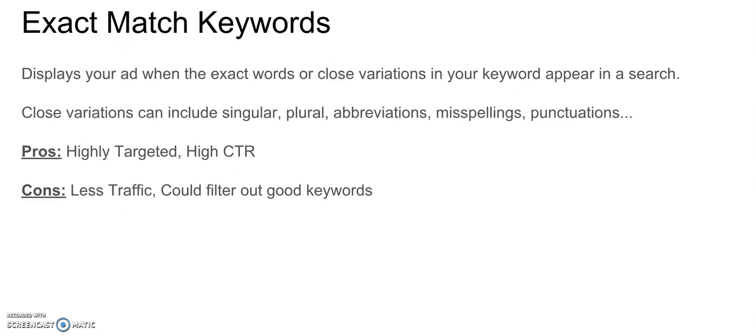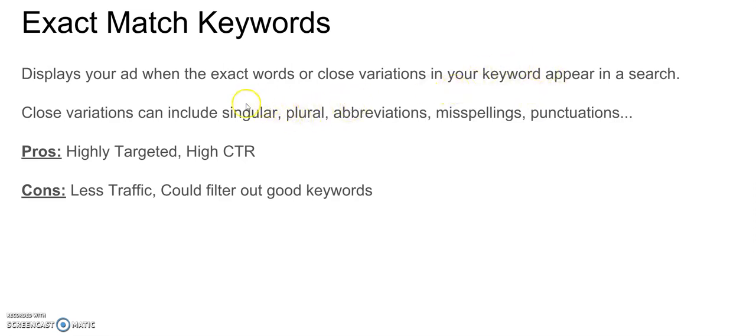So the next one here is exact match. This is how you get super targeted on the Bing Ads platform. Your ad is only going to display when the exact words or close variations in your keyword appear in the search. When we talk about close variations, we're talking about singular, plural, abbreviations, and misspellings, which happen a lot, so don't count those out. Punctuation, all that will be included in the exact match keyword, but every word will still have to be in your search before your ad is shown.